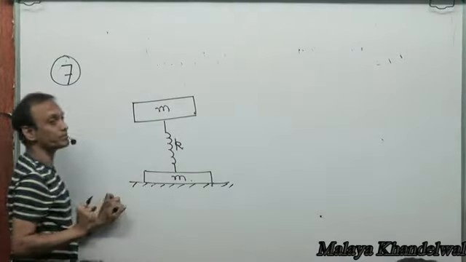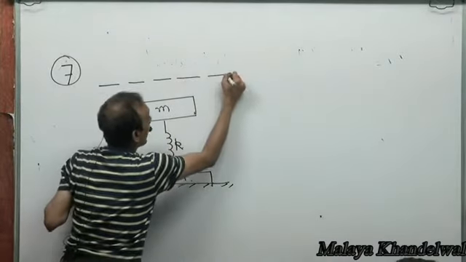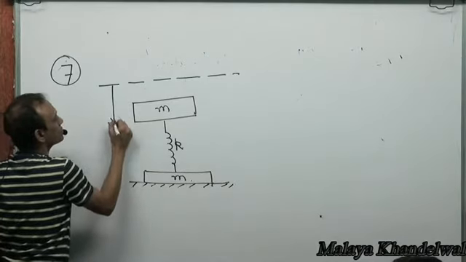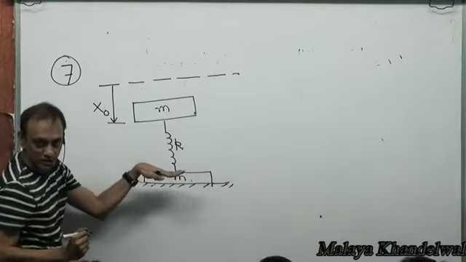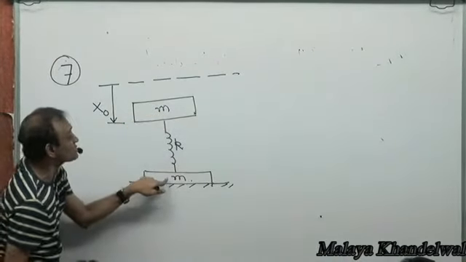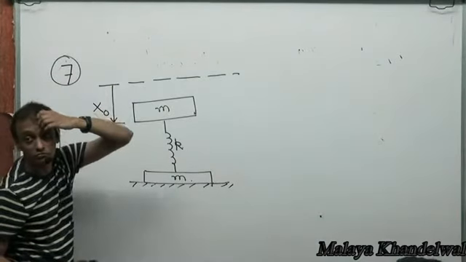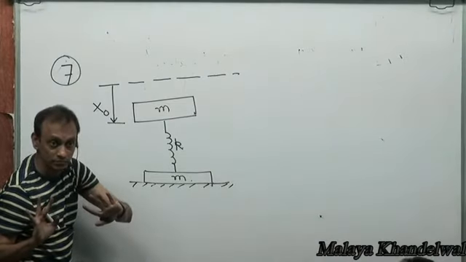Question is, eventually, how much should I compress the spring initially, x naught, so that once released from the state, this small m at some point will lose contact with the ground? You know what the problem is? Have you all understood the problem?